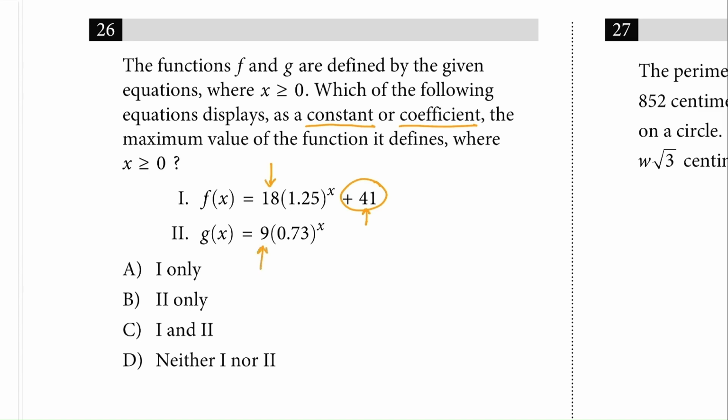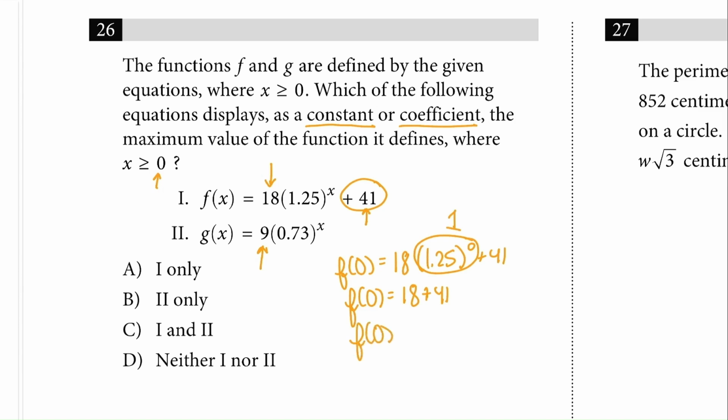So let's try to plug in 0 into our equation to see what happens. So if we plug in f of 0 and we get 18 times 1.25 to the 0 plus 41, that's going to be f of 0 equals 18 plus 41 because this guy is 1. Anything to the 0 power is 1. So f of 0 is going to be 59. 59 is not a coefficient or a constant there. And let's do the same thing for g of 0.